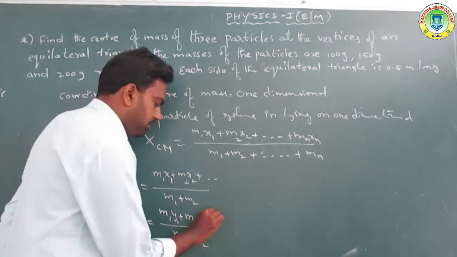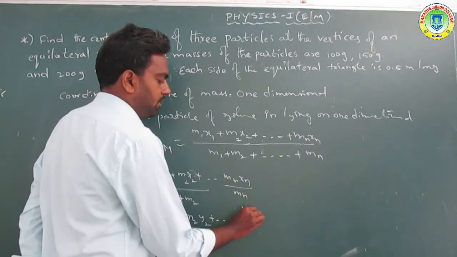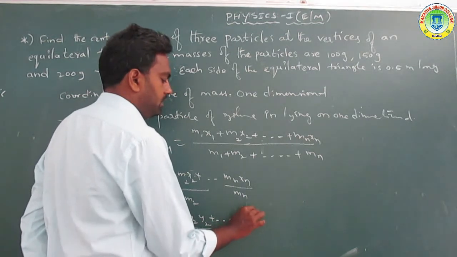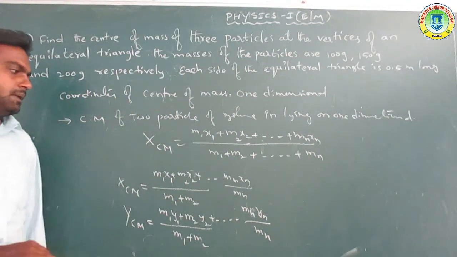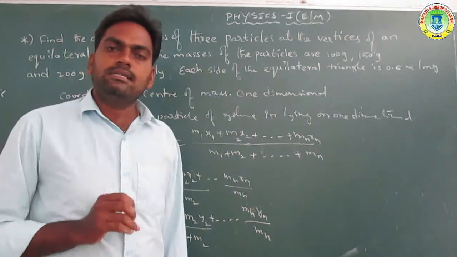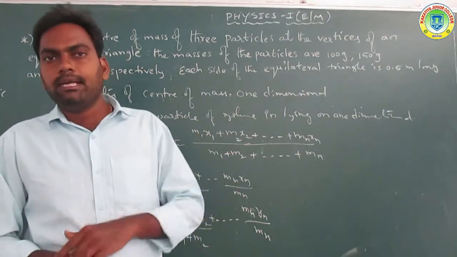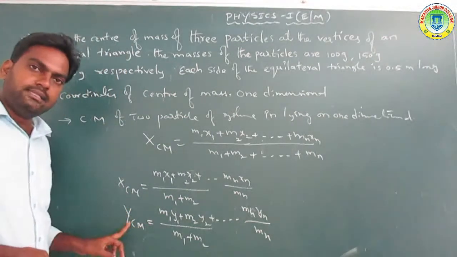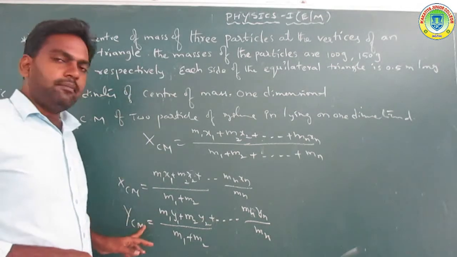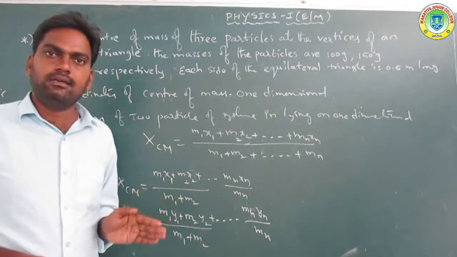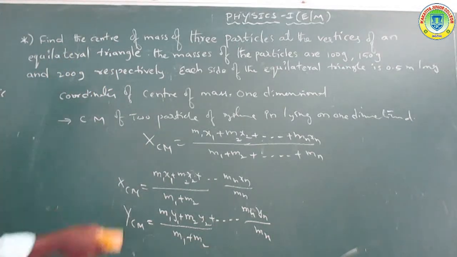Now if there are n particles, then we have mn xn and mn yn divided by the sum of the masses. A similar pattern is also observed in the three-dimensional system, where x cm, y cm and z cm are possible. But in this problem we consider only a two-dimensional system, that means the x and y plane.